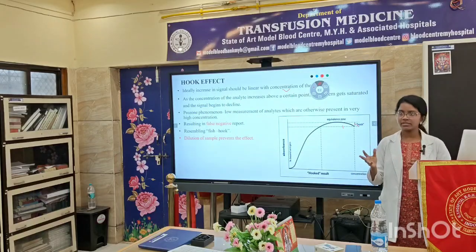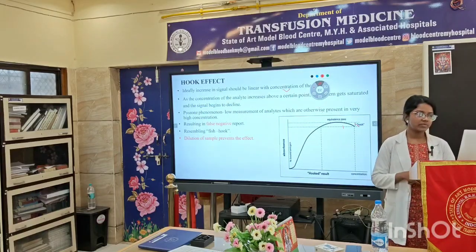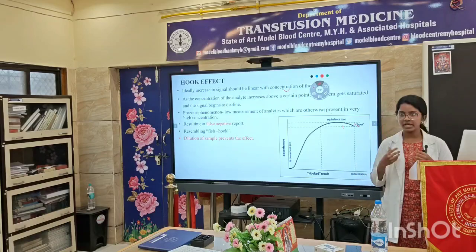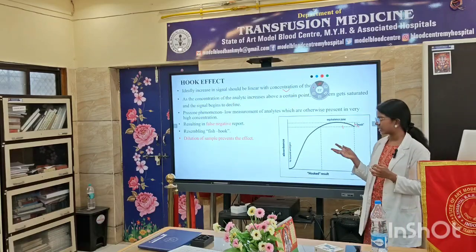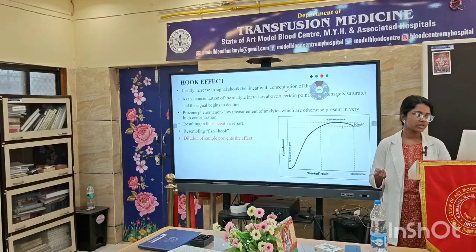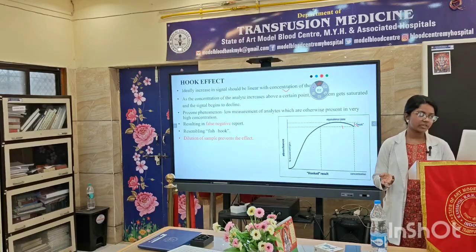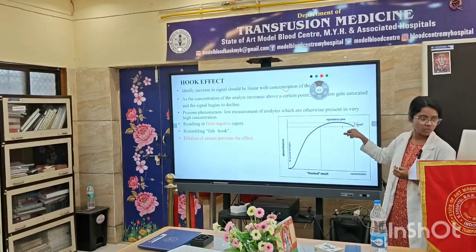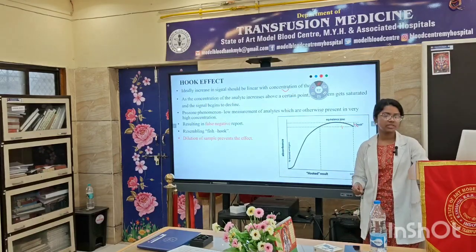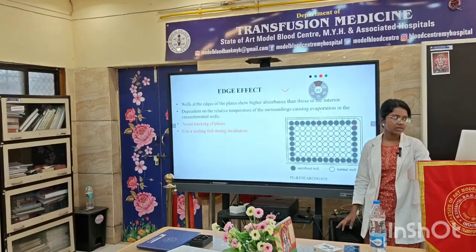They say this is similar to the prozone phenomenon, which is low measurement of analytes that are otherwise present in very high concentration. Analytes are actually present in high concentration, but the system takes it up as low concentration. It results in a false negative report and it resembles a fish hook. That is why it is called the hook effect. How we can prevent it is by diluting the sample.